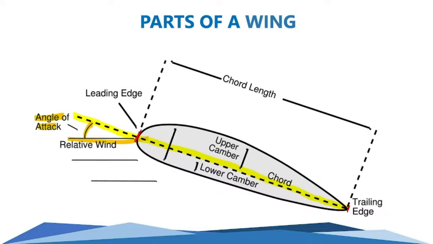Okay, so the most important ones that I can give you is understand what the chord line is, which is that dotted line. It's an imaginary line that goes from the trailing edge to the leading edge and then out in front. And then the angle of attack is the angle between the chord line and the relative wind. That's the best way that I can describe it for you.